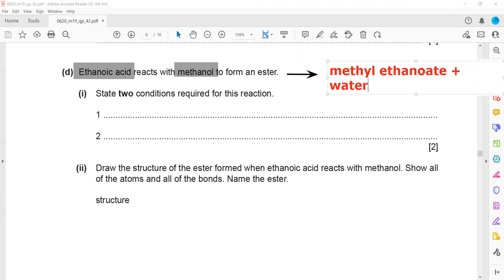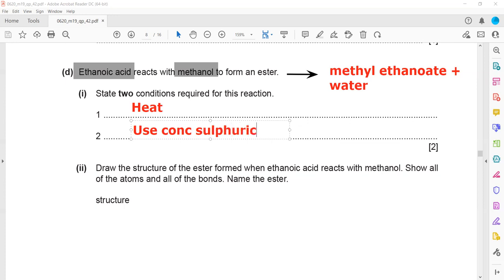So what are the reaction conditions for formation of an ester? If you want to form an ester, how can the ester be formed? For the reaction conditions, we use sulfuric acid. Concentrated sulfuric acid is used as a catalyst, and we warm the mixture. So we supply heat energy, we warm the mixture and use concentrated sulfuric acid as catalyst.